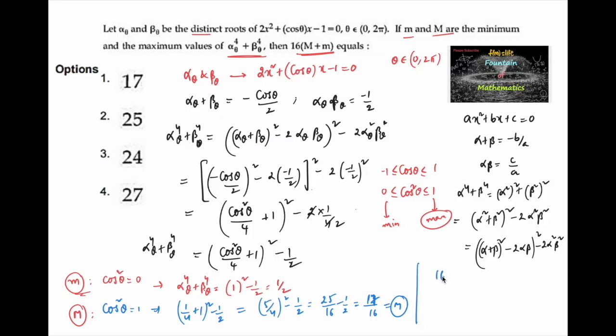So now we need to find 16 times capital M plus small m, that is 17 by 16 plus small m value is 1 by 2, or 16 times 17 by 16 plus 8 by 16, that is 16 into 25 by 16. So the answer is 25, which is option B.